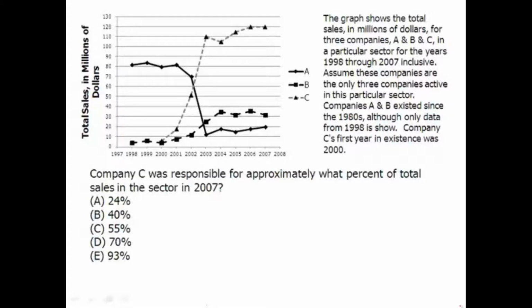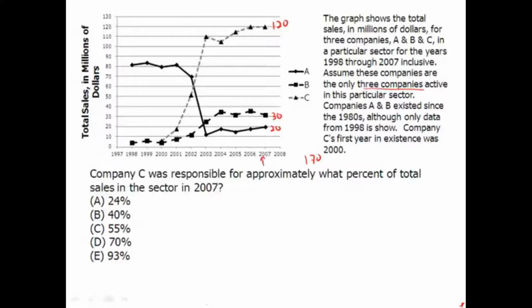Company C was responsible for approximately what percent of the total sales in the sector in 2007? Remember, of course, that these three companies are the only three companies in this sector. So in 2007, this company had about 20, about 30, and about 120. And so the sum of that would be 170. And we want to know 120 is what percent of 170.